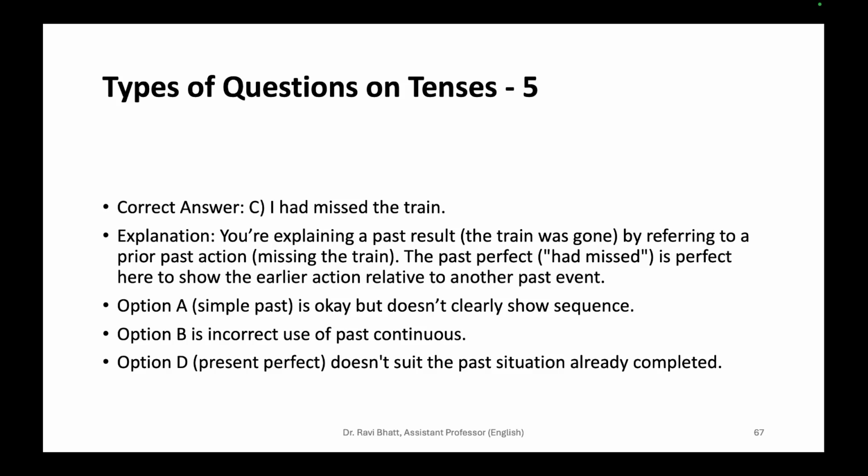So option A, simple past, is okay, but doesn't clearly show sequence. Option B is incorrect use of past continuous. Option D, present perfect, doesn't suit the past situation already completed. So it is I had missed the train.